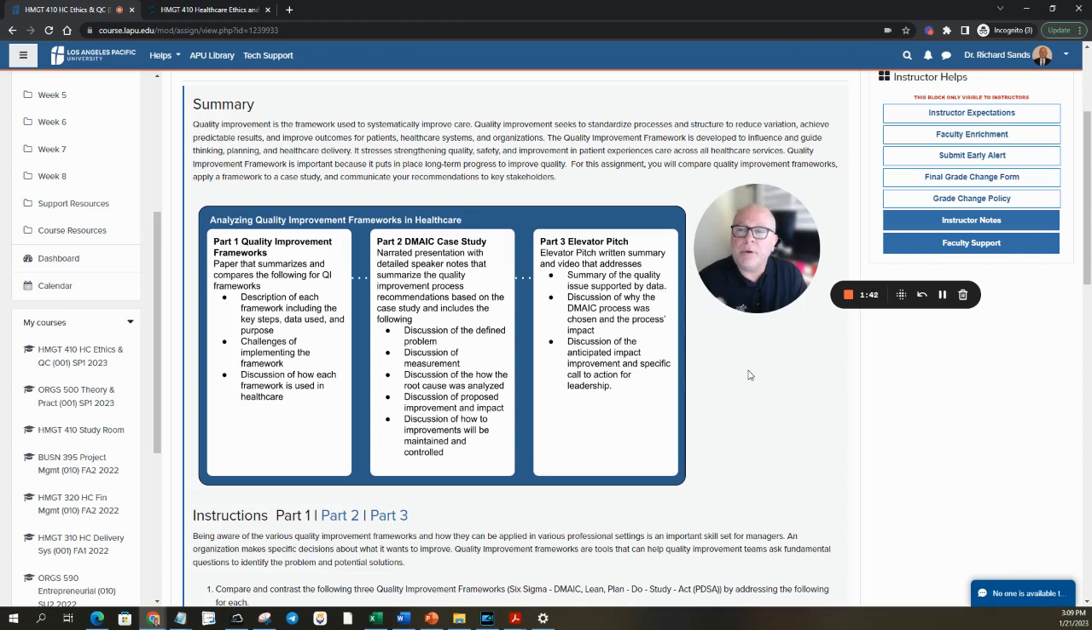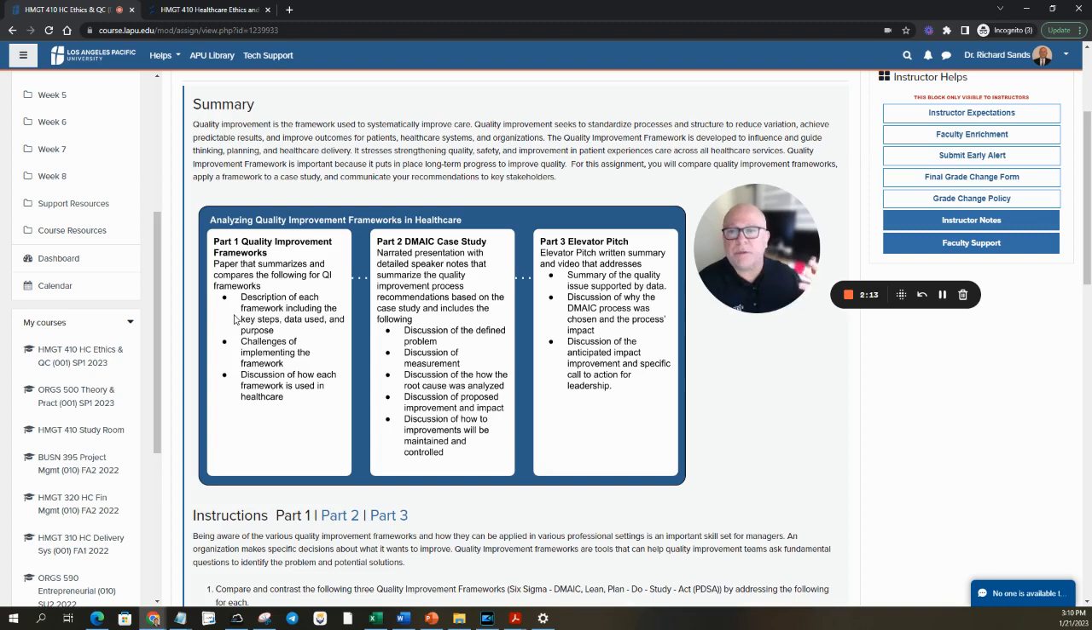So here in your tile, part one, quality improvement framework, paper that summarizes and compares the following QI frameworks: description of each framework, including key steps, data used, and purpose; challenges of implementing framework; discussion of how each framework is used in healthcare. So, it's important, key aspects here just in these three bullets you need to be aware of. Description of each framework.